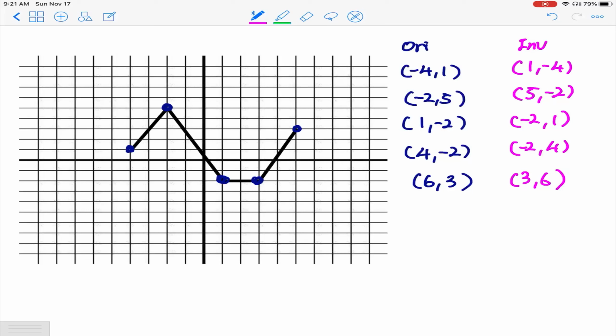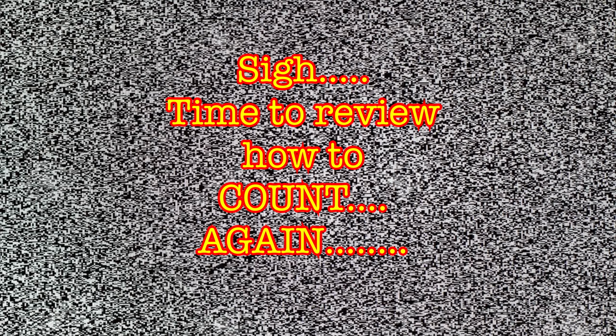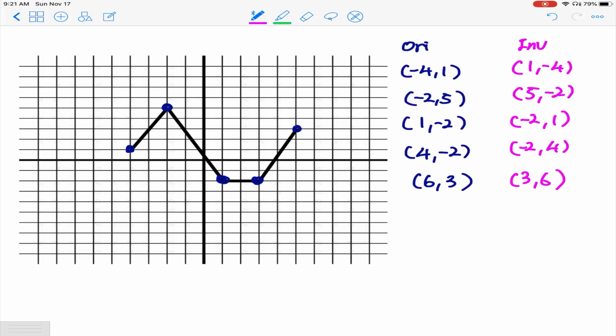Once you graph this, you will see something kind of cool to me, but not to some. So let's take a look. I have the first point being (1, -4), so it will be down here. The next point is (5, -2), and then one after that, and another one after that, and the last one is (3, 6), so it is somewhere.